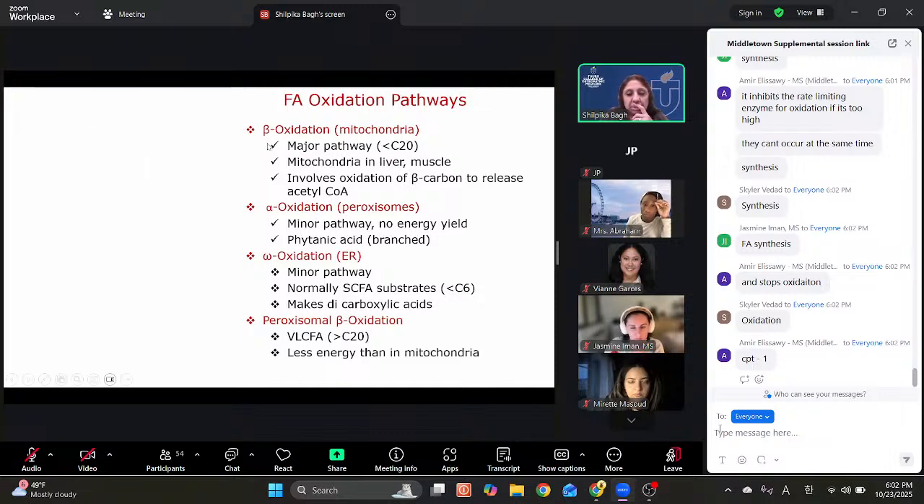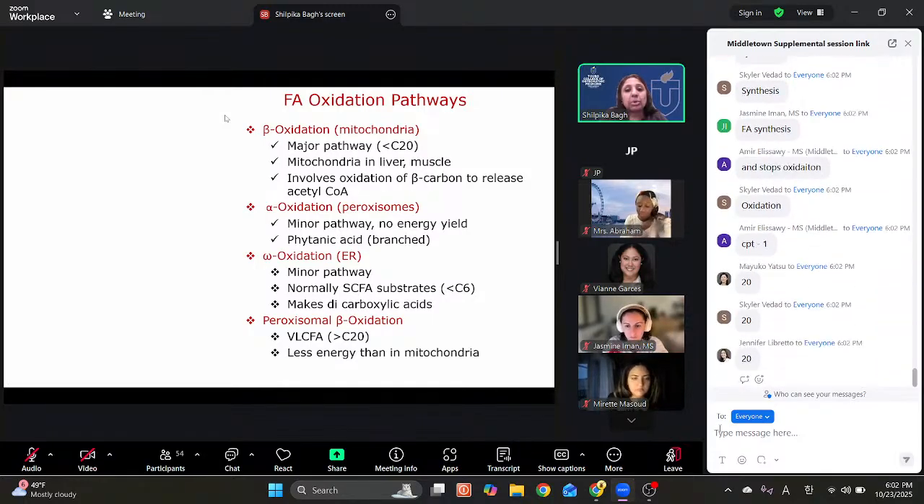Major oxidation, let me just finish oxidation, then I think I'll wrap up. Major oxidation is beta, for long chain. Very long chain is peroxisome. Please note all these points. You got to know normal to know abnormal. Major oxidation, beta or long. Peroxisome is for very long. Very long means more than 20.